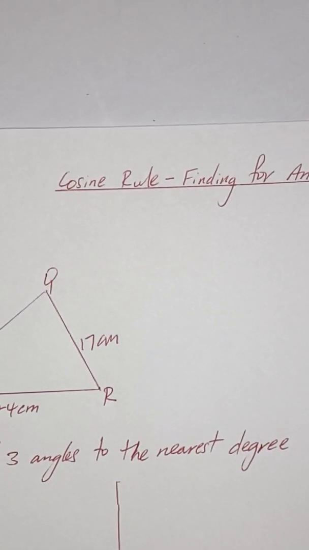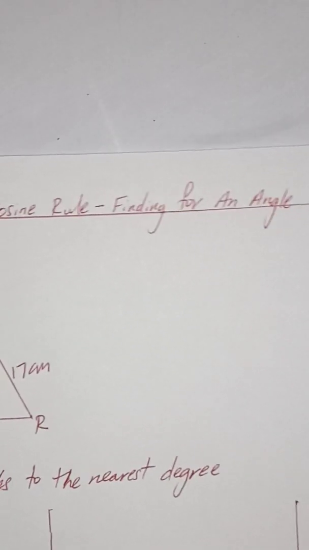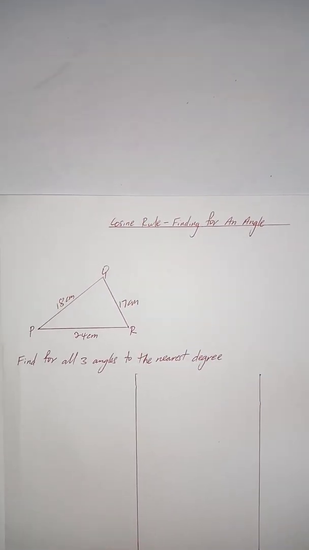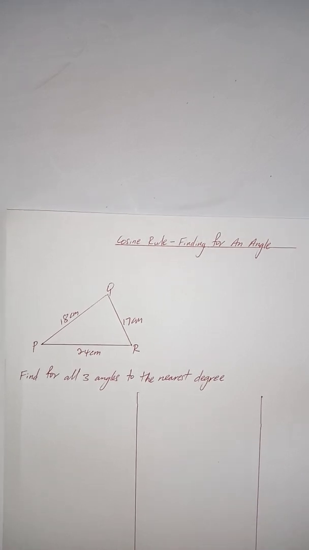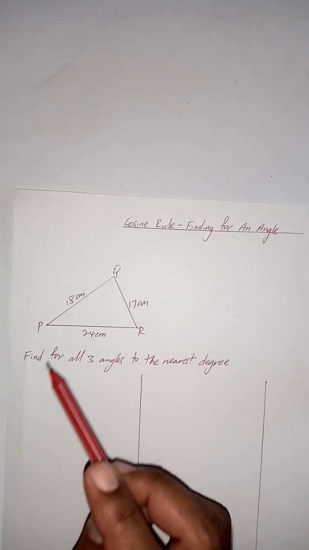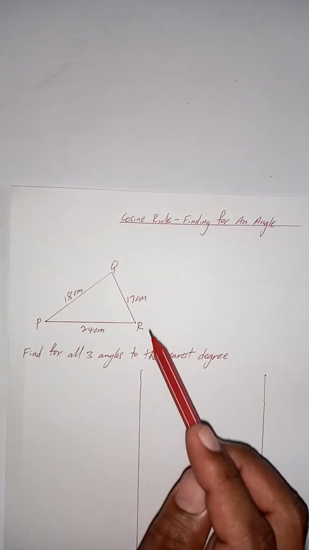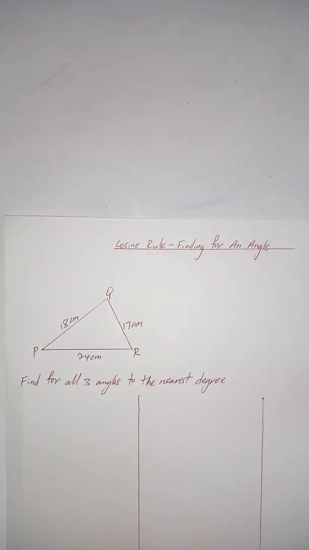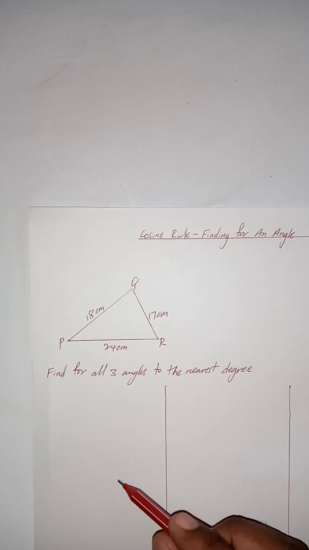Okay, we'll continue looking at the cosine rule, finding for an angle. Alright, here we have a problem. Find all three angles to the nearest degree. We know that the triangle is made up of 180 degrees. So when we find angles P, Q and R and add them together, we should have 180 degrees. So let us start.